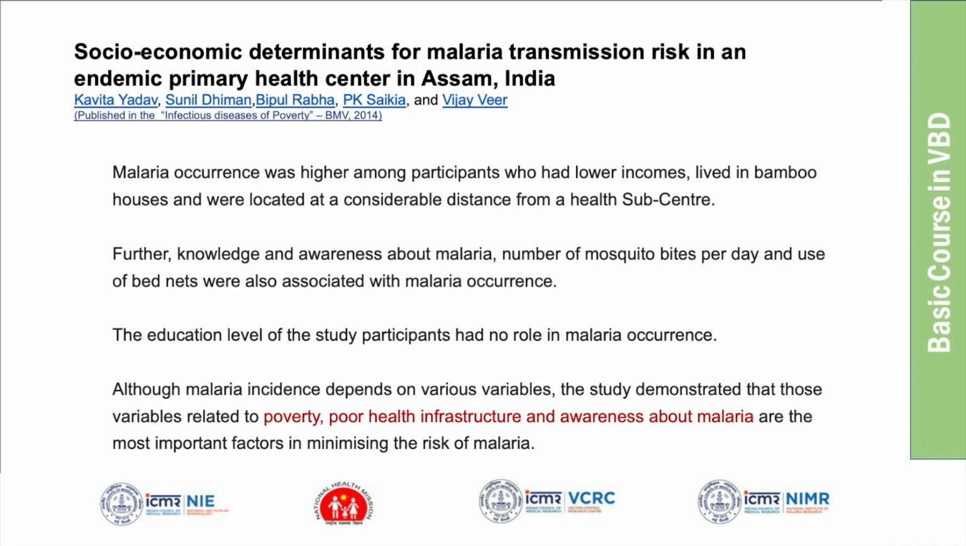Though they have said that the education level has not played much of a role here, some also say that the literacy level has a role. Although malaria incidence depends on various variables, the Assam study demonstrated that variables related to poverty, poor health infrastructure, and awareness about malaria are the most important factors in minimizing the risk of malaria. The same thing may happen because Assam and Odisha malaria areas are mostly similar. So if we conduct a study here also, we may find the same thing.